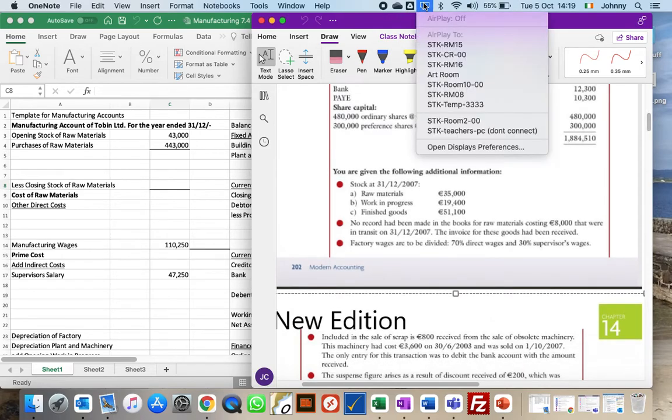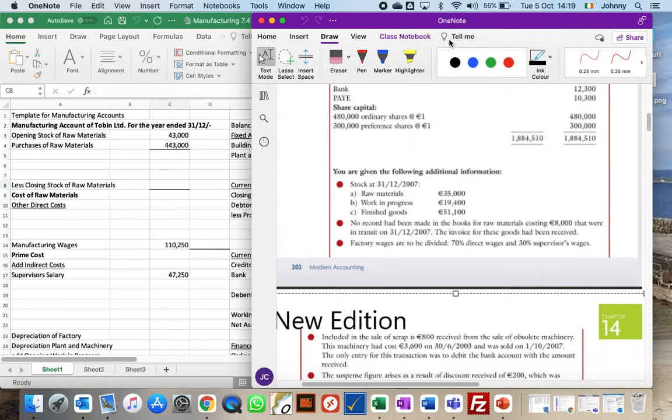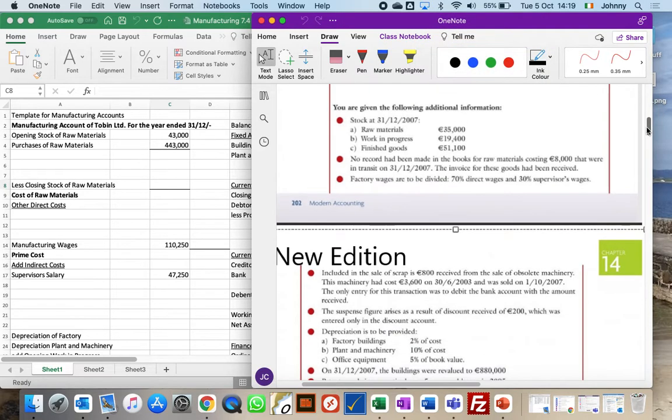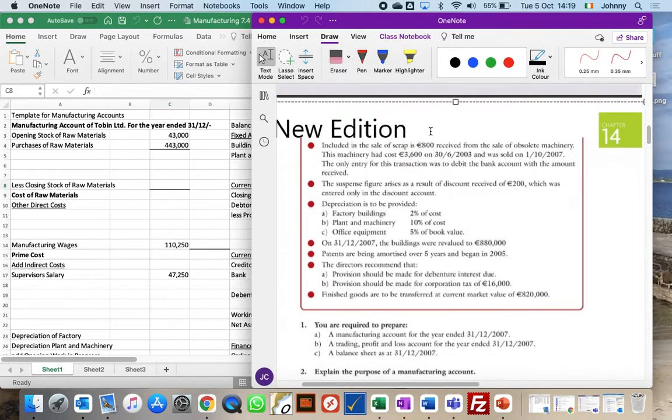So I'll bring it up on the screen. Last day we dealt with the first three adjustments. Now we're moving on to including the sale of scrap materials, 800 received from the sale of obsolete machinery.